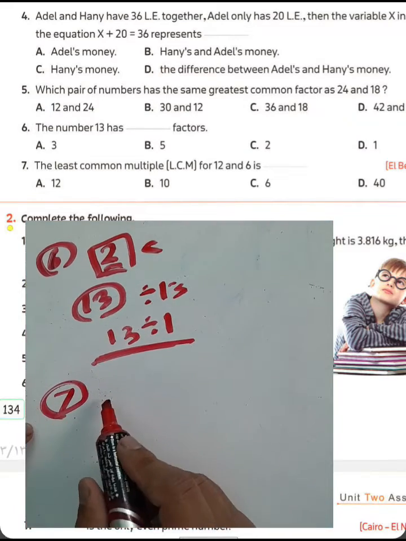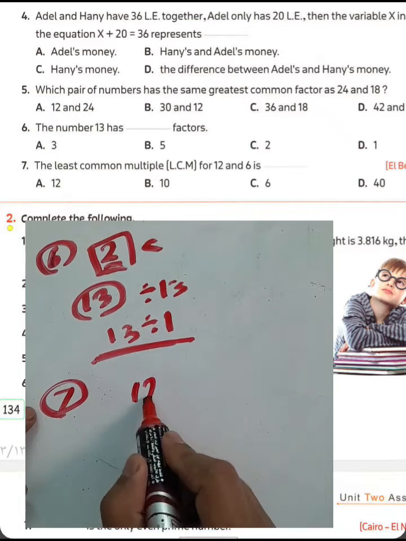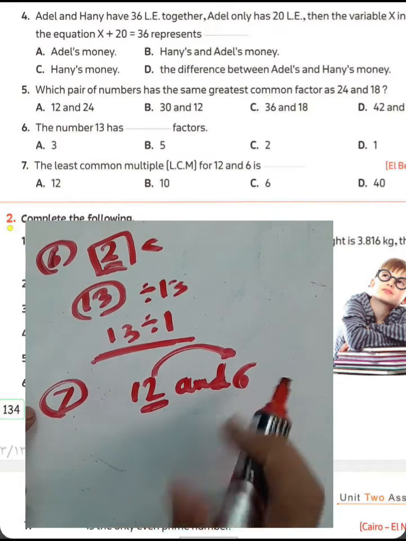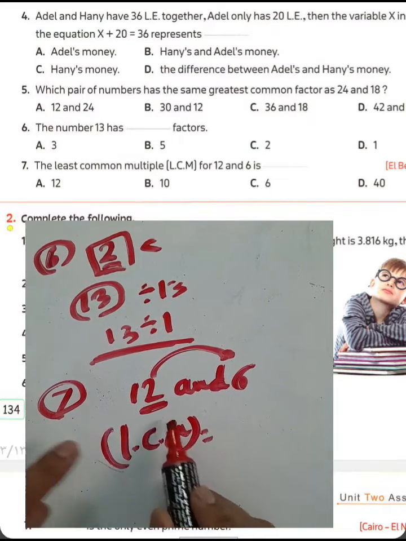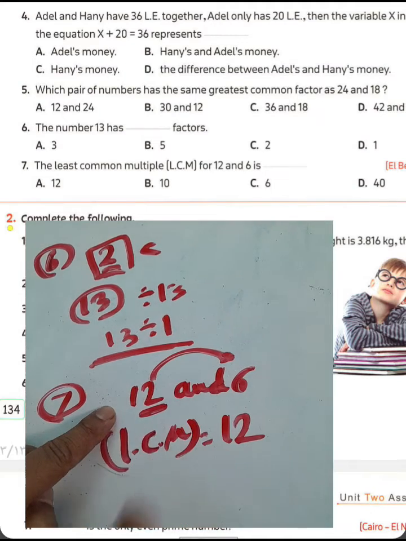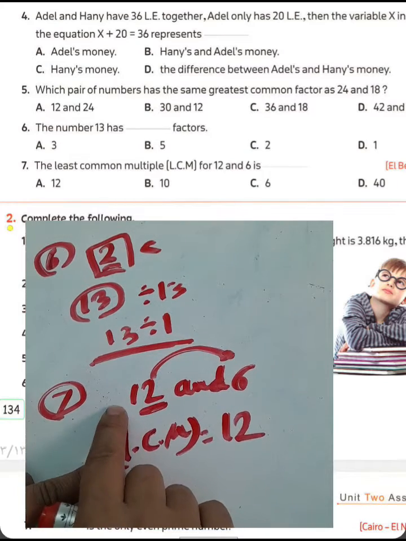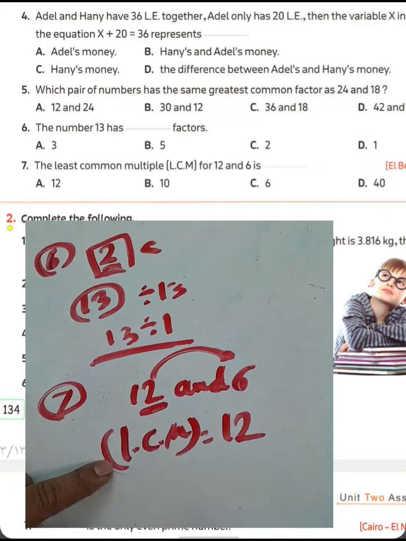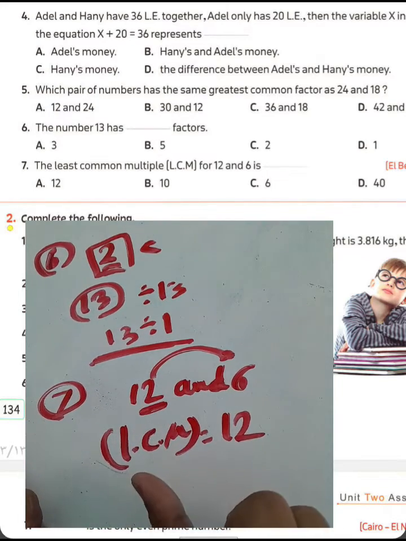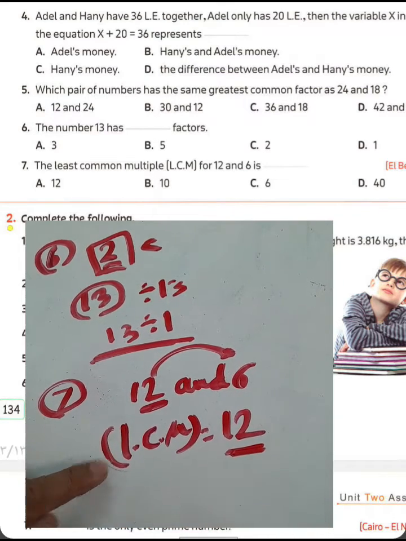Question 7, the least common multiple of 12 and 6. You know 12 can be divided by 6. Then the least common multiple between the two numbers will be 12. And 6, we call it the greatest common factor between 12 and 6. Again, the least common multiple between 12 and 6 will be 12 because 12 can be divided by 6. But the greatest common factor between 12 and 6 will be 6. Pay attention to this example. I want to find the least common multiple, it will be 12.